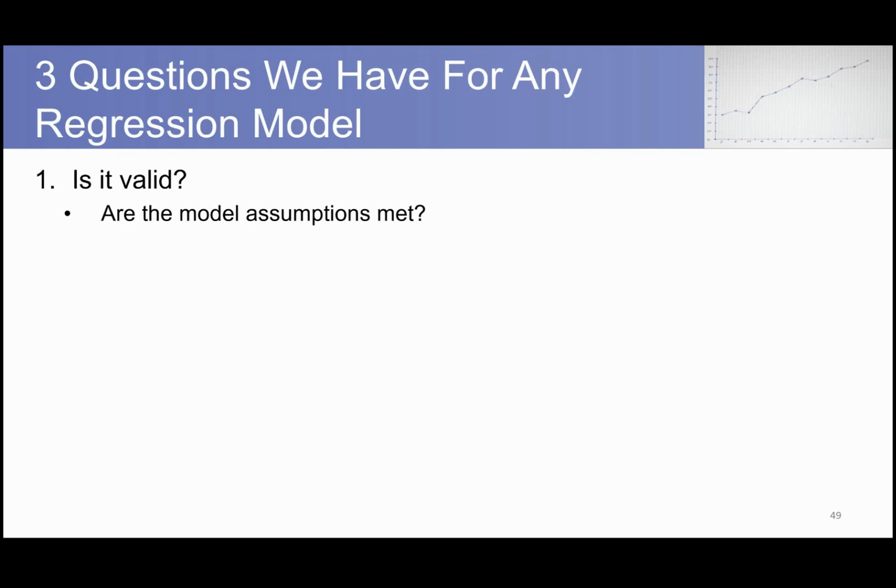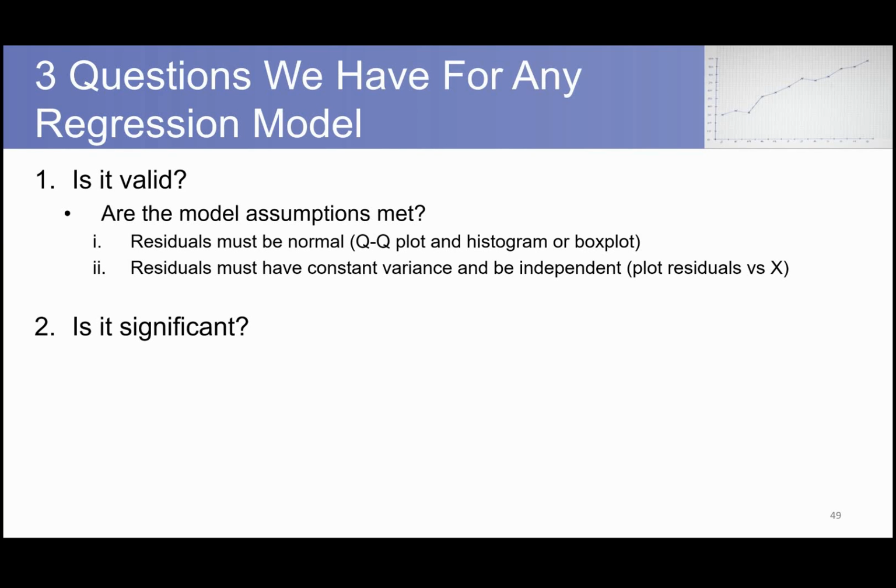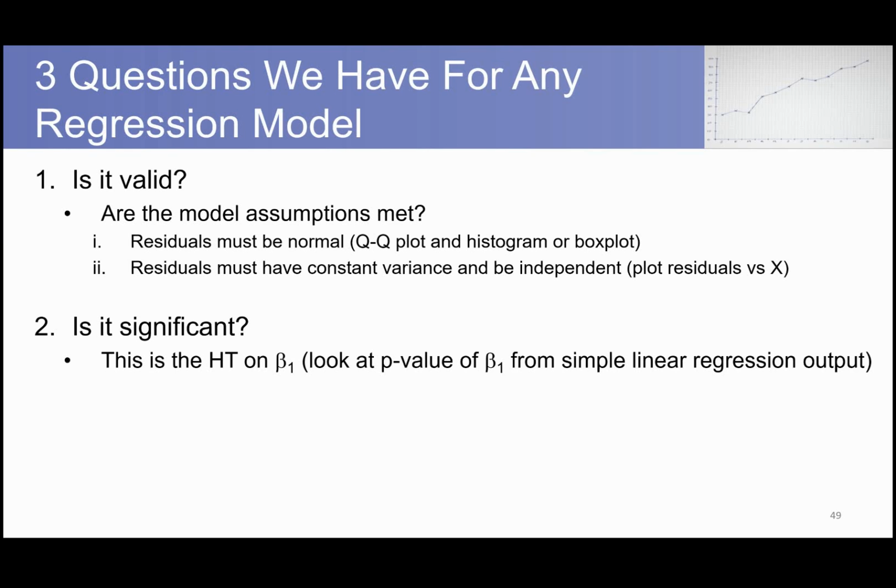The other question we have to ask is, is it significant? You can have a valid model, all the residuals are normal, but there's no relationship. It's just a flat line, right? And that's when we do the hypothesis test on beta 1. But there's a third question you have to ask, which is just as important. Is it useful? If you have a significant model, but the fit is really bad, it's not particularly good.